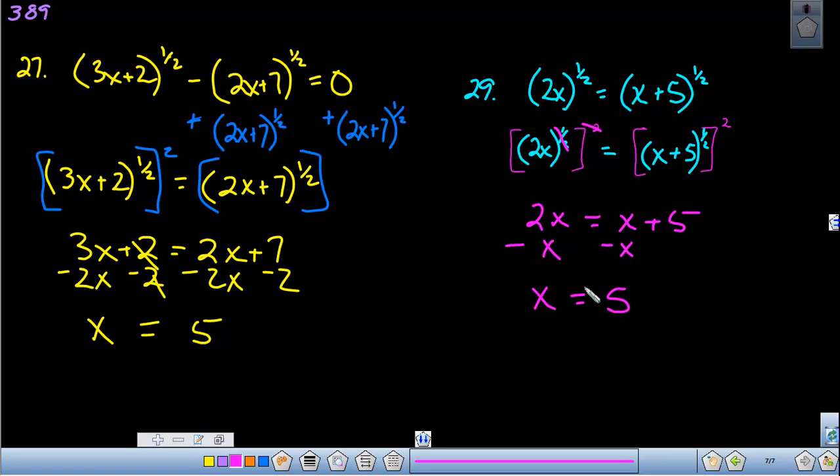And again, what we want to do is make sure that it checks. 2 times 5 is 10. 10 to the 1/2 power is what we have here on the left. In order for this to be equal, this also has to equal 10. And as you plug in 5, you see that it is. And so that is going to be a solution. And that concludes this particular lesson.